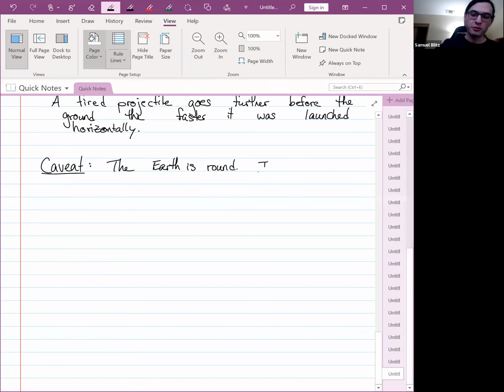So let's imagine continually increasing the speed of our projectile. So we fire a cannonball, say, and we fire it at ever increasing rates.